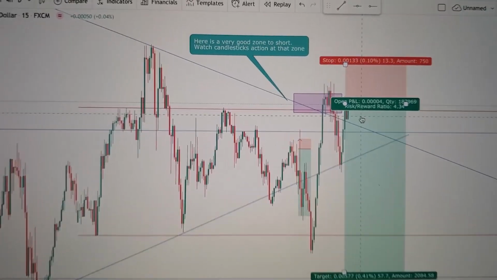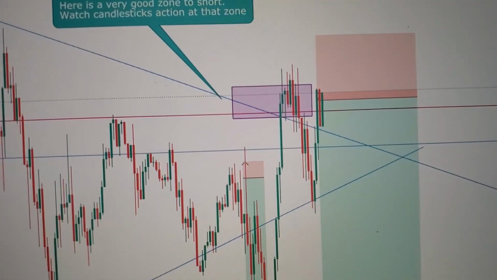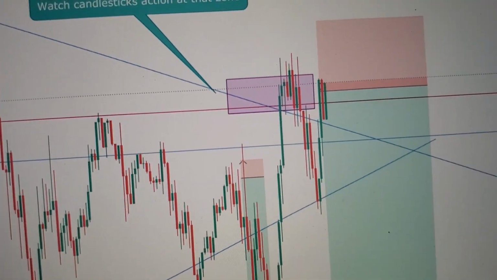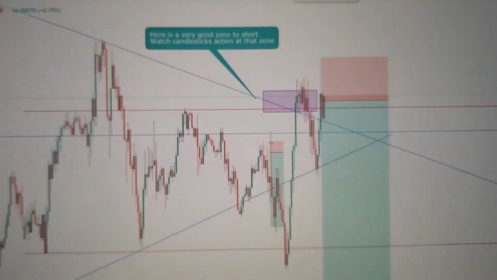I'm not entering here, not until I see candle price action here. When I mean price action, I mean a candle with a weak rejection. I want it to shoot up from there and reject to the downside. That's what I'm waiting for.